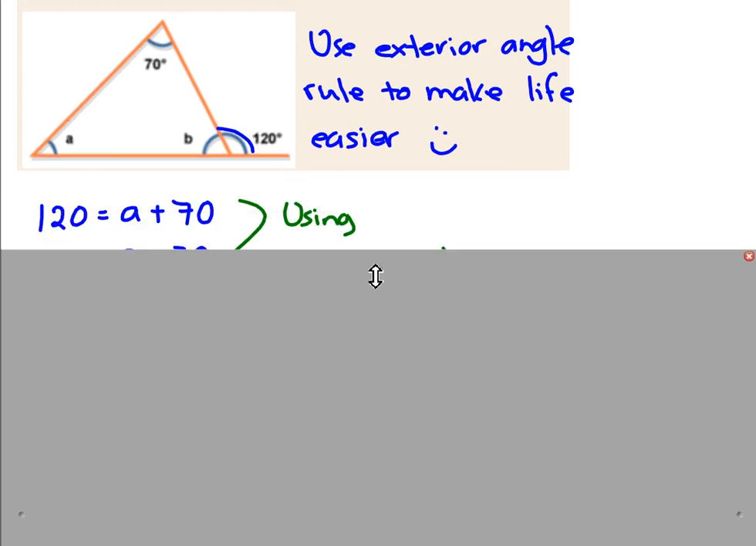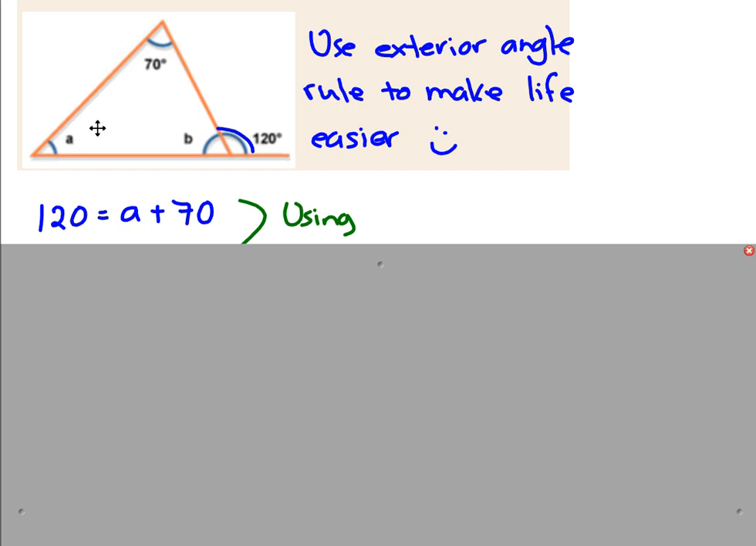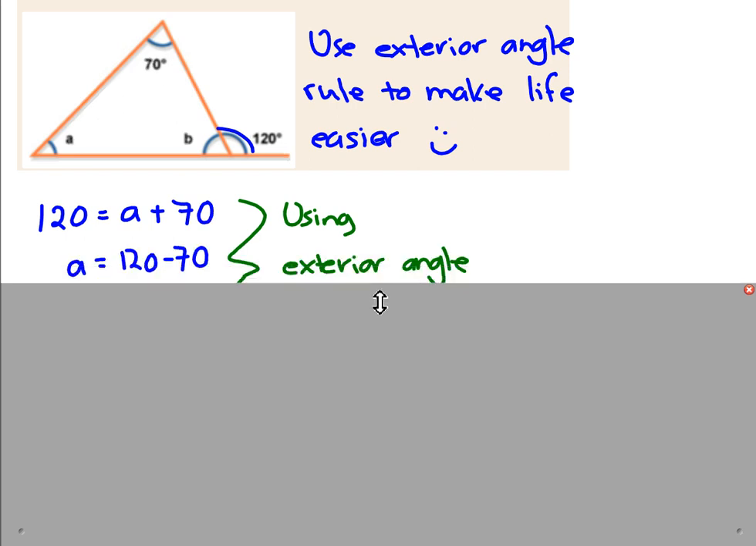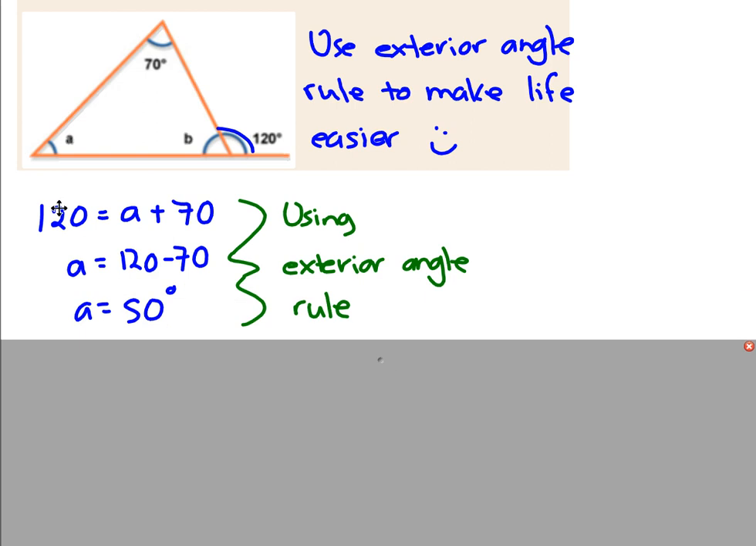Okay, so let's try doing that. We can make an equation: 120 equals A plus 70, because the exterior angle equals the other two opposite ones added together. Then you can solve using algebra. So solving for A, we need to subtract 70 from both sides. A equals 120 minus 70. A equals 50 degrees. Don't forget to put your degree sign in the final answer. So we've worked out that A equals 50 degrees.